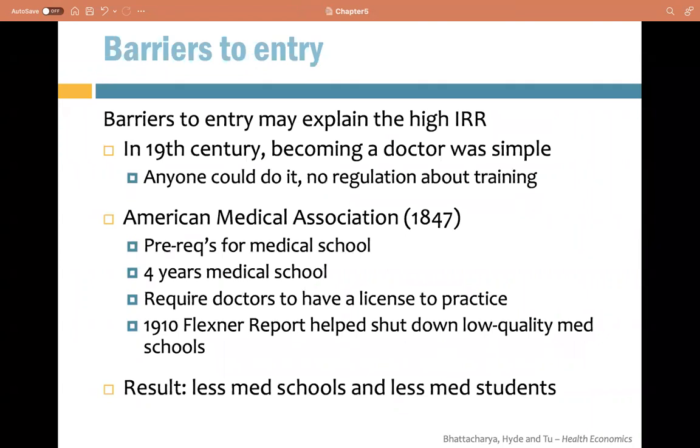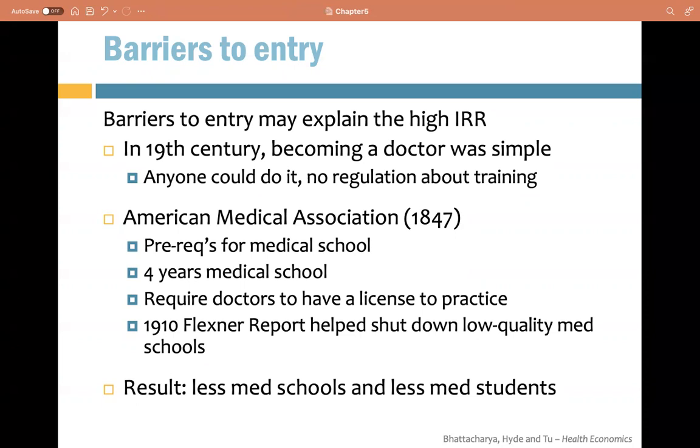So let's say if everyone is patient enough to choose physician, why don't more people become a physician? The problem is lots of people just can't get into it. Let's say in the 19th century, becoming a doctor was simple. Anyone could do it, no regulation about the training. But since 1847, there are a lot of prerequisites for medical school. There are 4 years of medical school. It is not always easy to get student loans for it. It requires doctors to have a license to practice.